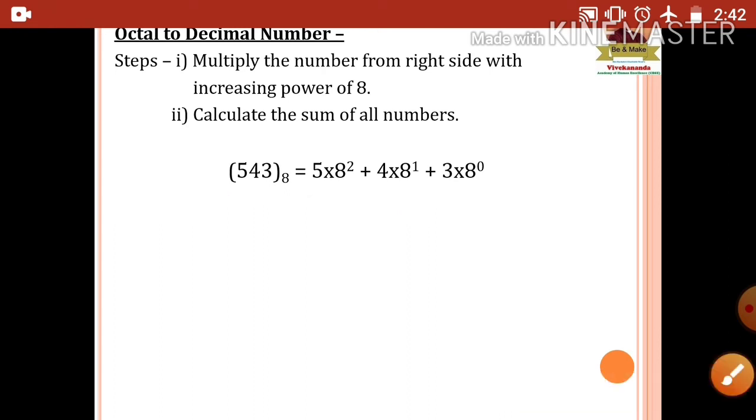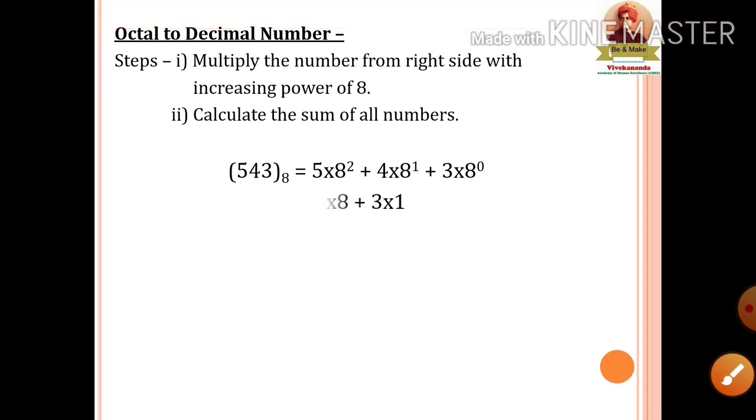So keep continuing with the example. 8 raised to 0 will have the value 1, so 3 into 1. 8 raised to 1 will have the value 8, so 4 into 8. And 8 raised to 2 means multiplying 8 twice, and we will get the result as 64. So we will have the next step as 5 into 64.